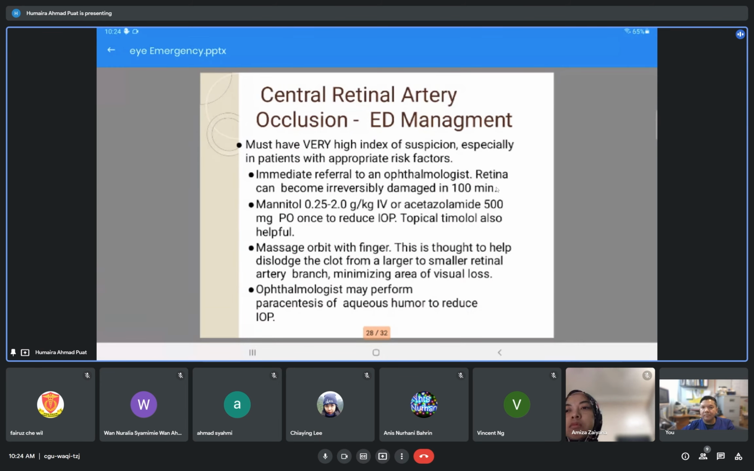And then we can massage the orbit with a finger. This is thought to help dislodge the clot from a larger to a smaller artery branch, so we minimize the visual loss, because the clot travels to a smaller area. Ophthalmologists may also perform paracentesis of the aqueous humor to reduce the intraocular pressure.